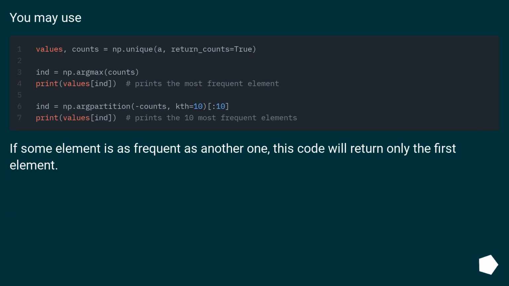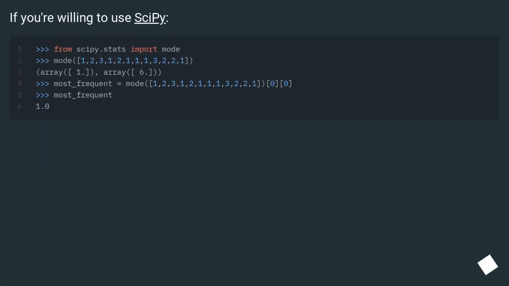You may use this. If some element is as frequent as another one, this code will return only the first element. If you're willing to use SciPy.